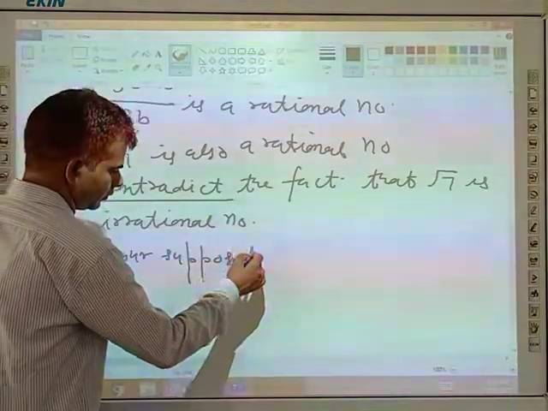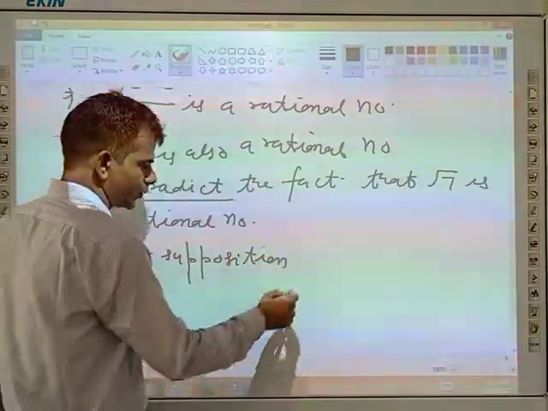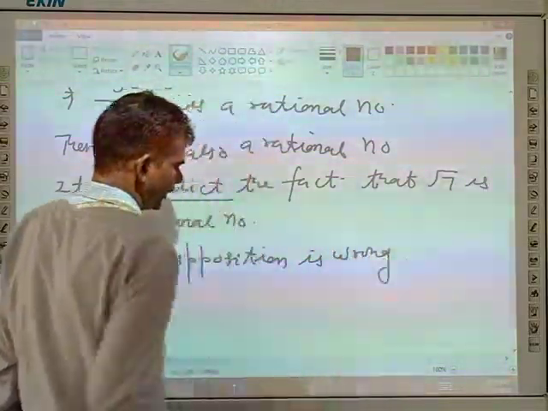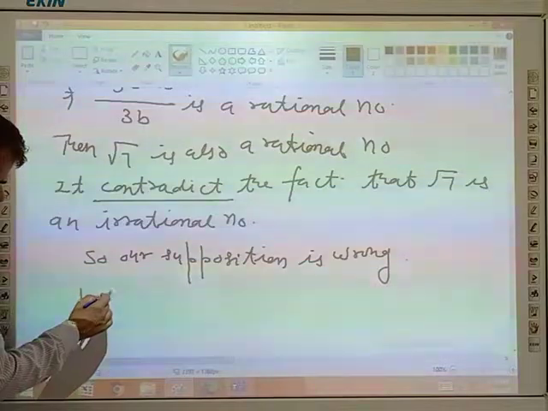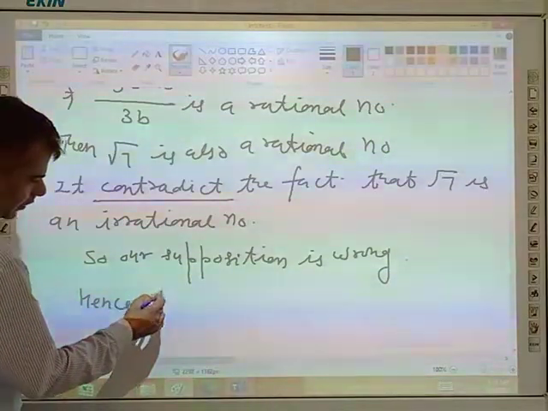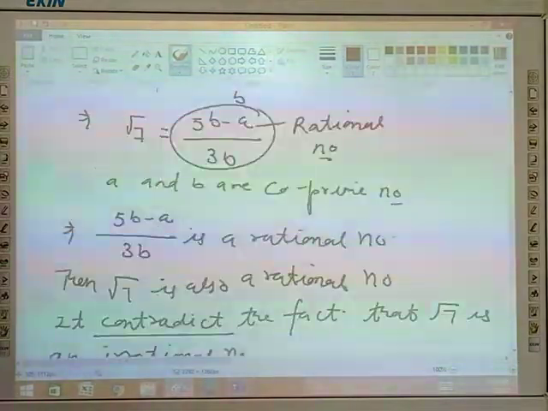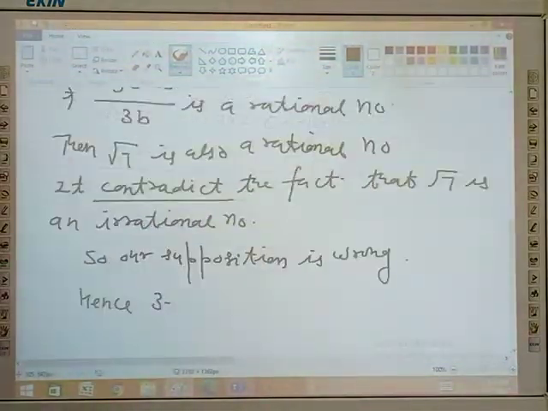Hence, root 7 is an irrational number. So our assumption is wrong. Hence 5 minus 3 root 7 is an irrational number.